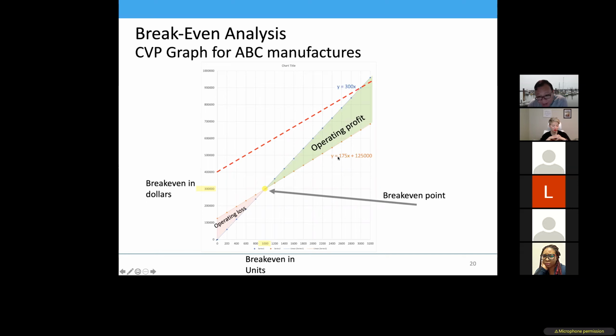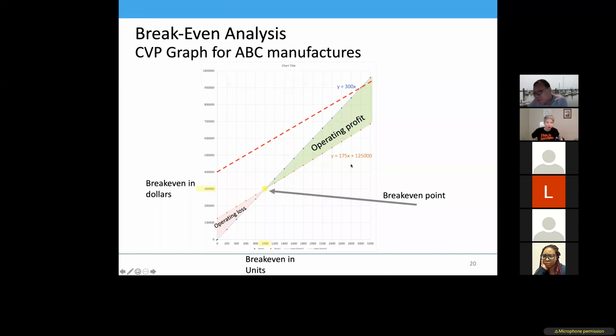And then you take a look at this orange line. y equals 175x plus 125,000. That's the total cost line. You can see the 125,000 is the fixed cost, and this 175 is my variable cost per unit. So together, this is my total cost.